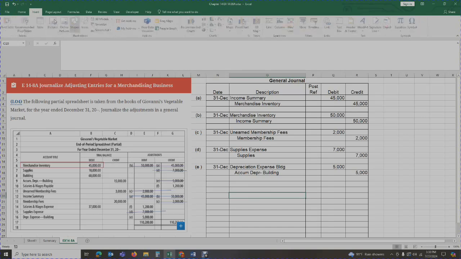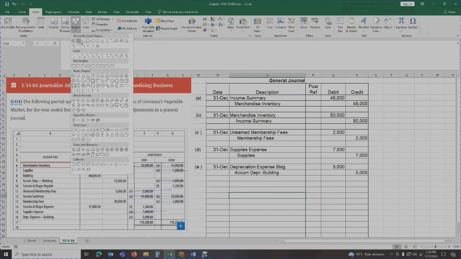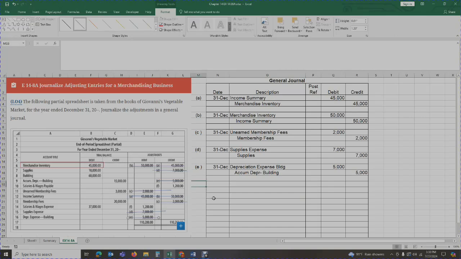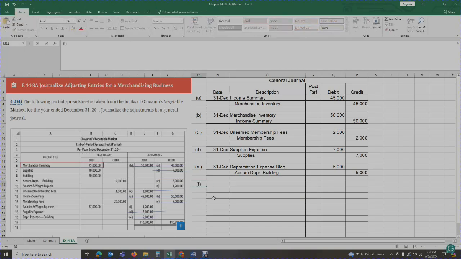Okay, and let's do the other entry for letter E. And then last but not least, we've got letter F. Letter F, December the 31st. Letter F deals with salaries and wages payable and salaries and wages expense.